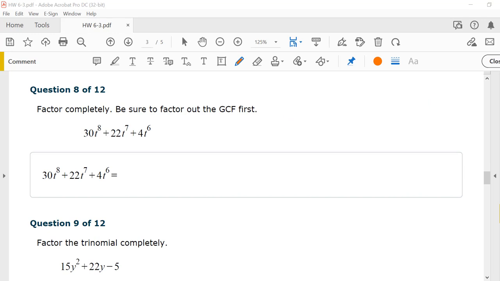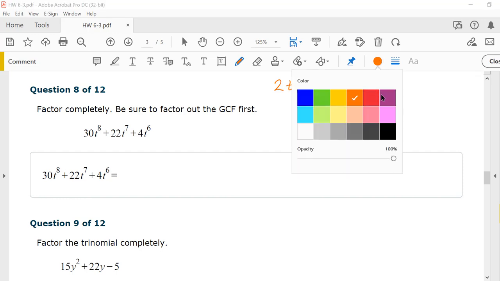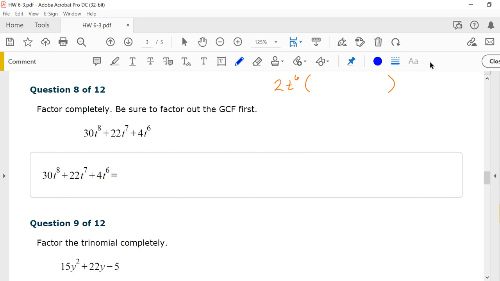Number 8. It tells you to be sure to factor out the GCF first. I see that they're all even numbers, so I know a 2 will come out. And I see t to the 8th, t to the 7th, t to the 6th, so a t to the 6th will come out. Okay, what trinomial is left?